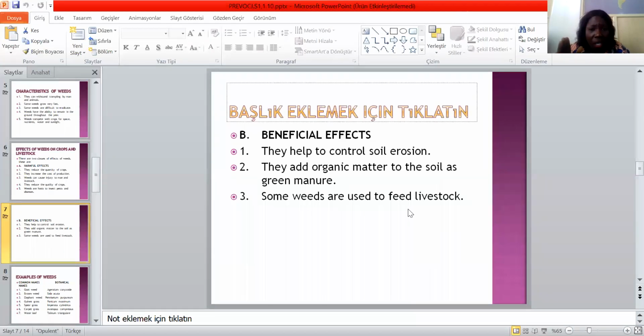So when you have leguminous weeds on the farm, by the time they become dry, the leaves fall off and they become dry and rotting and mix with the soil, they add organic matter to the soil in form of green manure. We have three classes of organic matter. The first one is the green manure that we get from plant leaves. Then we have the farmyard manure that we get from droppings of farm animals, that is their waste. Then we also have the compost manure, which is the combination of green manure and the farmyard manure.